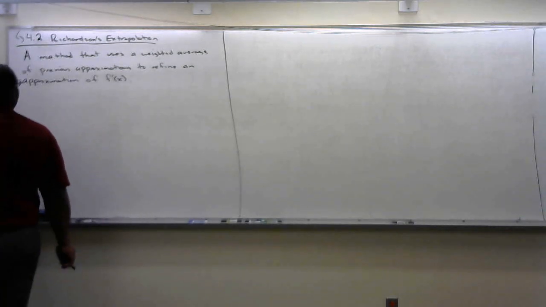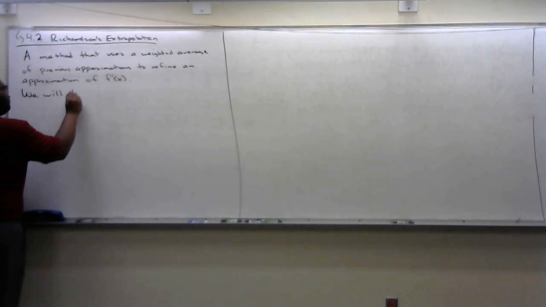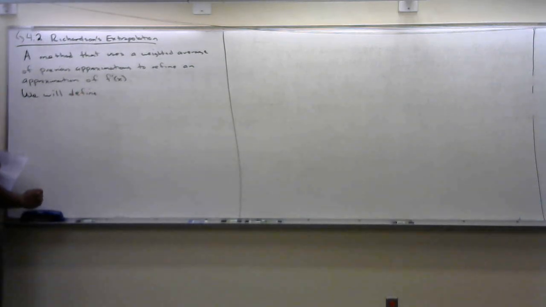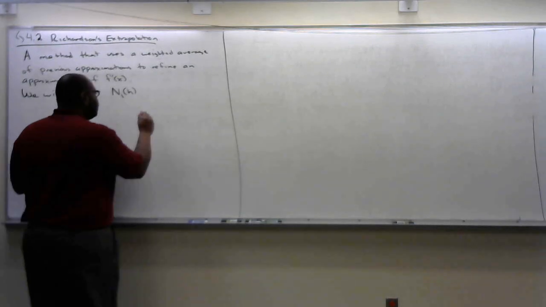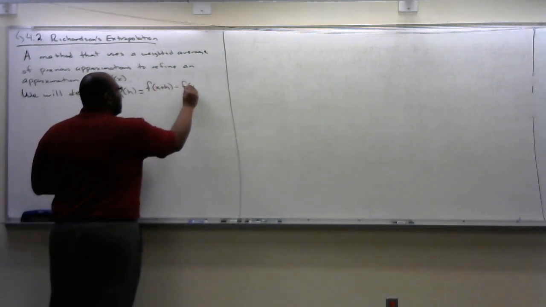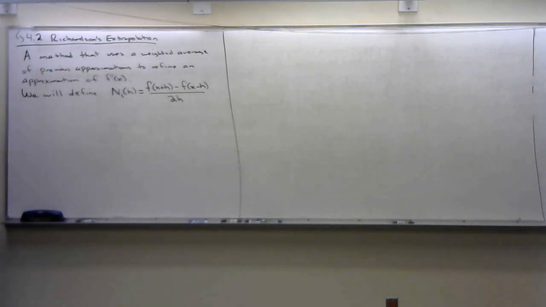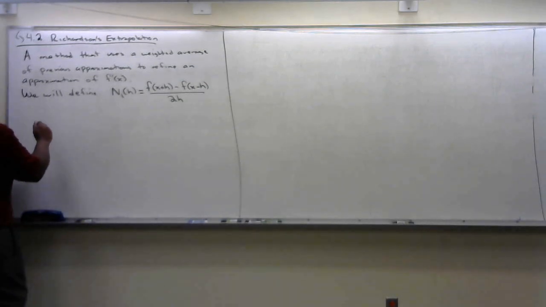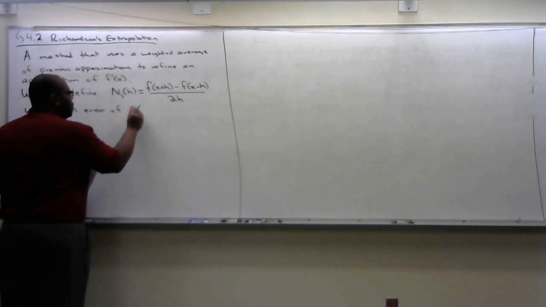So let's talk about the Richardson extrapolation algorithm. We're going to define these new functions. We define N sub 1 of h to be equal to, in this case, our midpoint difference formula: f of x plus h minus f of x minus h over 2h. We know that this midpoint formula has error of big O of h squared.